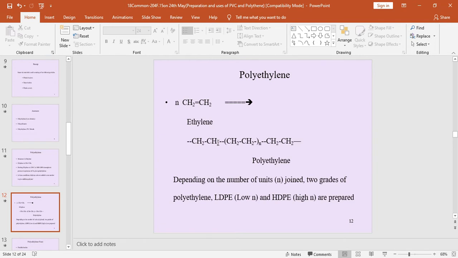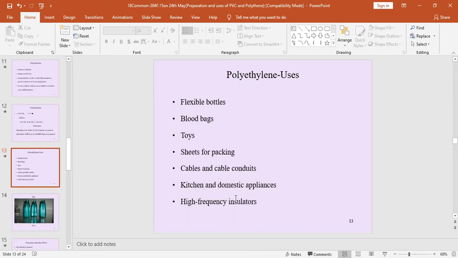Okay, here, bond CH2, so there are two groups in brackets with n number of units. So it is polyethylene. It is classified into LDPE and also HDPE.